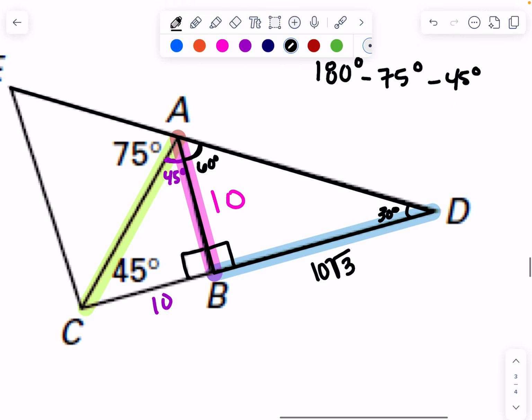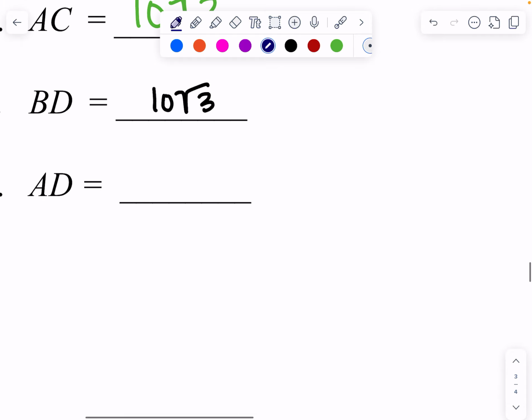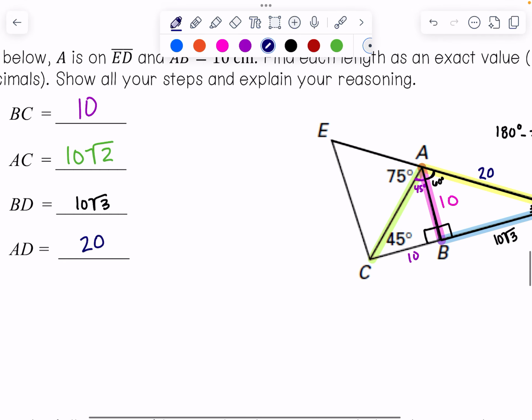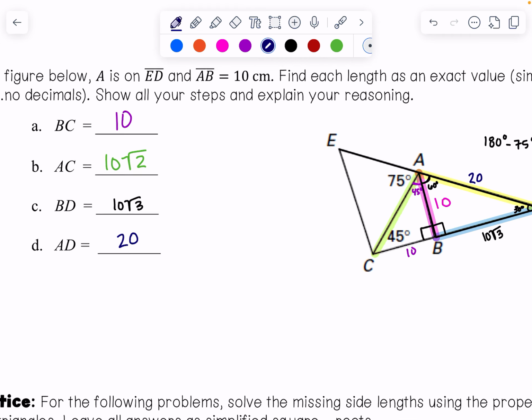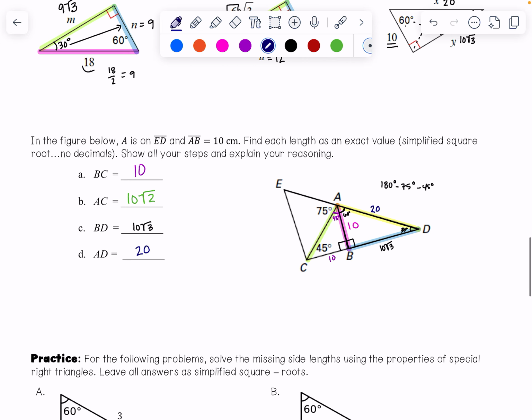Lastly, it's asking me to find A to D. Well, A to D, I see, is right here, which is the hypotenuse of my 30, 60, 90 triangle. We know that the hypotenuse is simply double our short leg, so I'm going to take 10, multiply it by 2, and that is going to give me 20. And there you have it, A to D is 20. So in this case, I had to use a little bit more knowledge to actually find the different pieces. By using a 45, 45, 90 and 30, 60, 90, we were able to find those missing side lengths that it asked for.